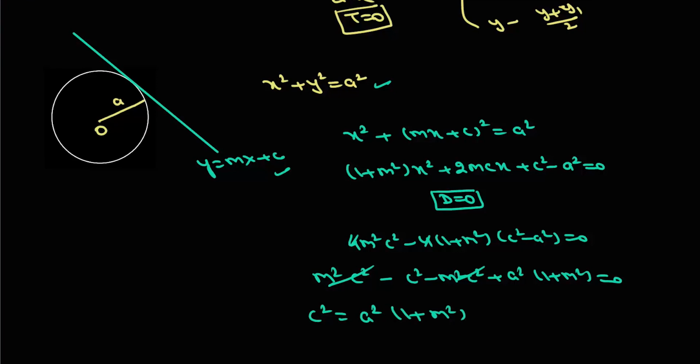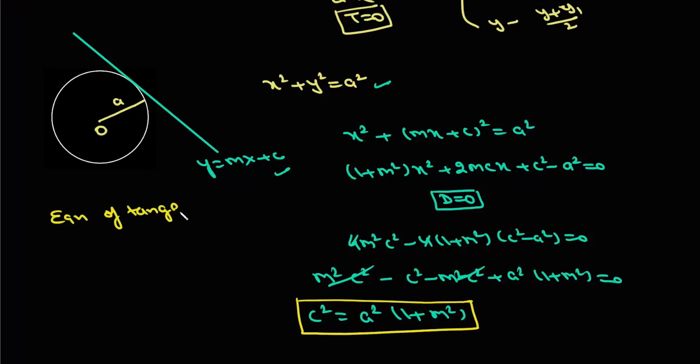So the condition of tangency is: this line y equals mx plus c will be a tangent to this circle if c square is a square into (1 plus m square). And once we have this condition, we can also write the equation of tangent. The equation of tangent is y equals mx plus c, and c is this value. So it will be plus minus a under root 1 plus m square. So using this quadratic method, we can find the condition of tangency as well as the equation of tangent for any conic.